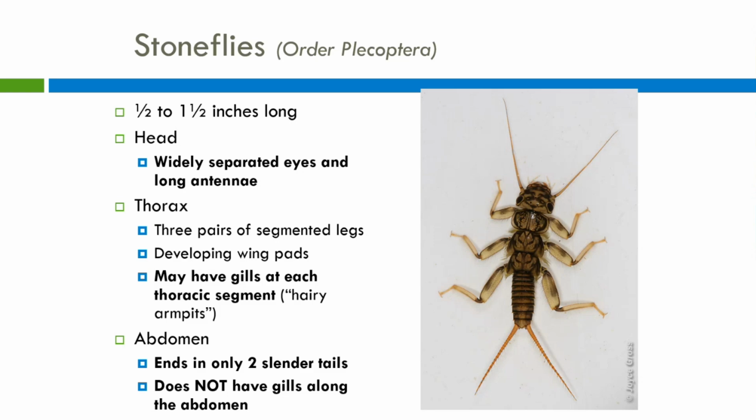The stoneflies, this is a big thing to remember. They do not have gills along the side of the abdomen. Instead, they may have visible gills along the thorax. Because we can see these under each of these pairs of jointed legs, we sometimes call these hairy armpits. It helps us remember. These stoneflies have hairy armpits. They do not have the gills along the abdomen. Now, the stoneflies at the end of the body only ever end in 2 tails. The mayflies could be 2 or 3 tails. Stoneflies is only ever 2.